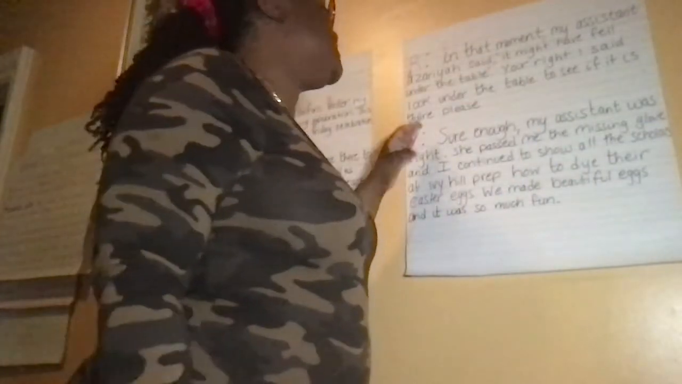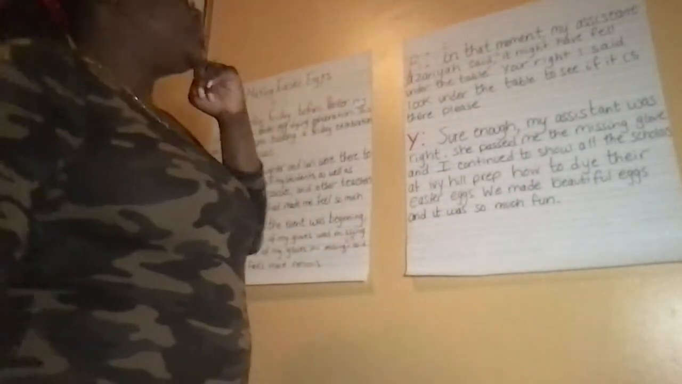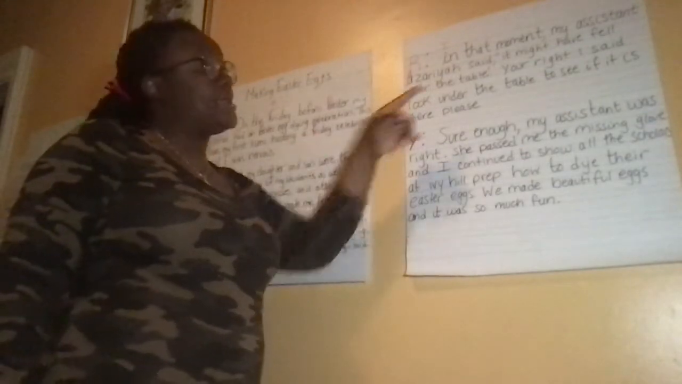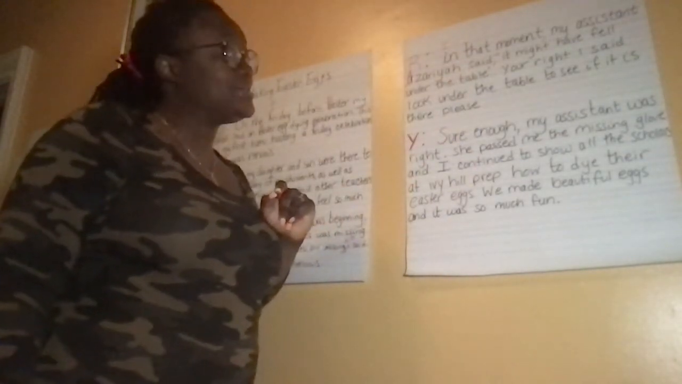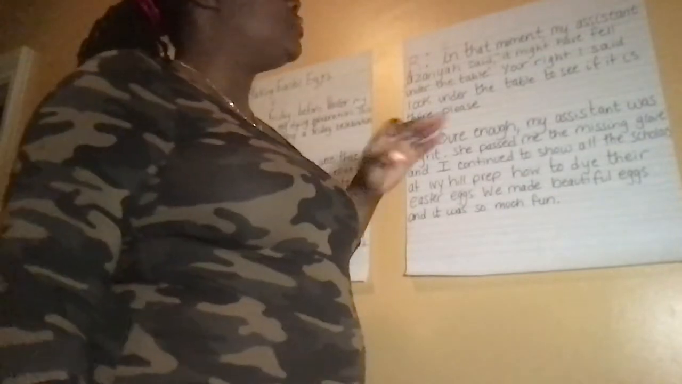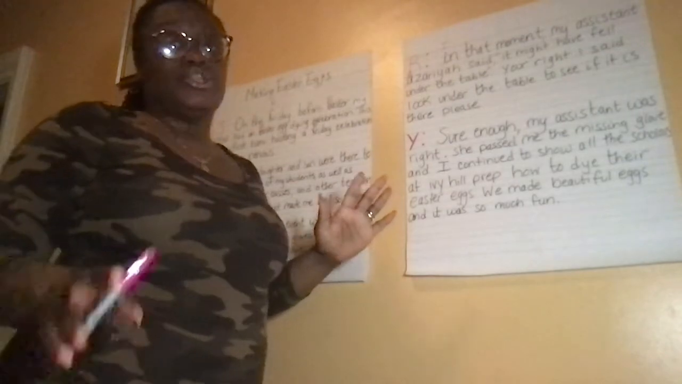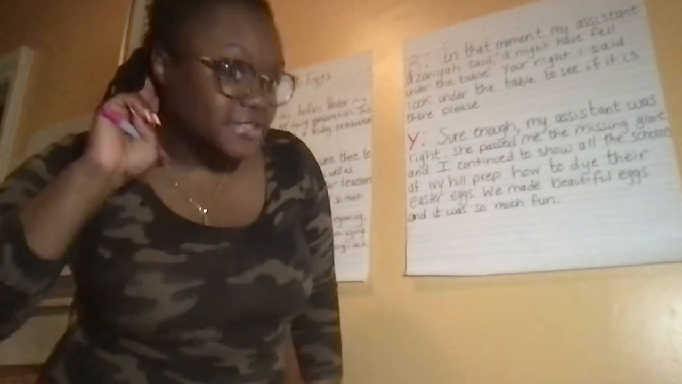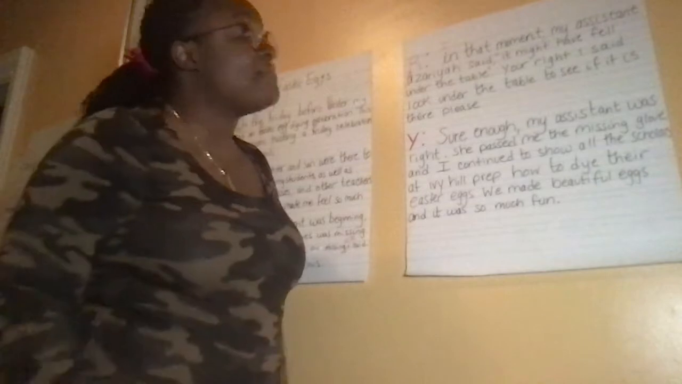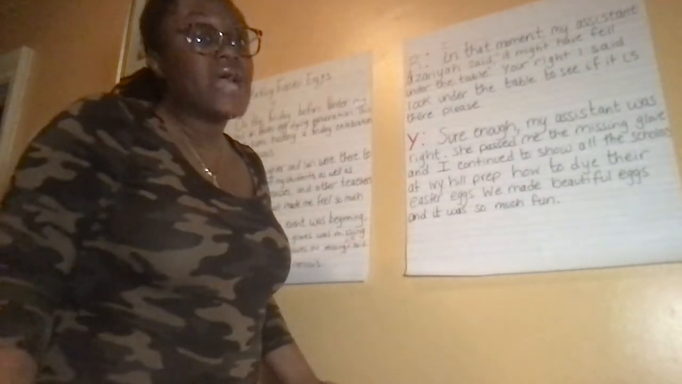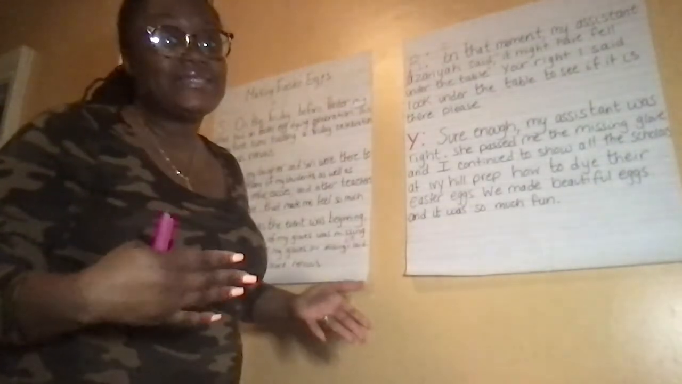"You are right," I said. "Look under the table to see if it is there, please." Okay. So, friends, right away, I'm noticing that, yes, I did put a period at the end of the sentence, and I did start my sentence with a capital letter. However, I forgot to do something. What did I forget, friends? Yup, I forgot my dialogue tag. Why do I need dialogue tag? Because I said something. What did I say? I said you're right. So friends, I'm going to go ahead and put my dialogue tags or my quotation marks right here.